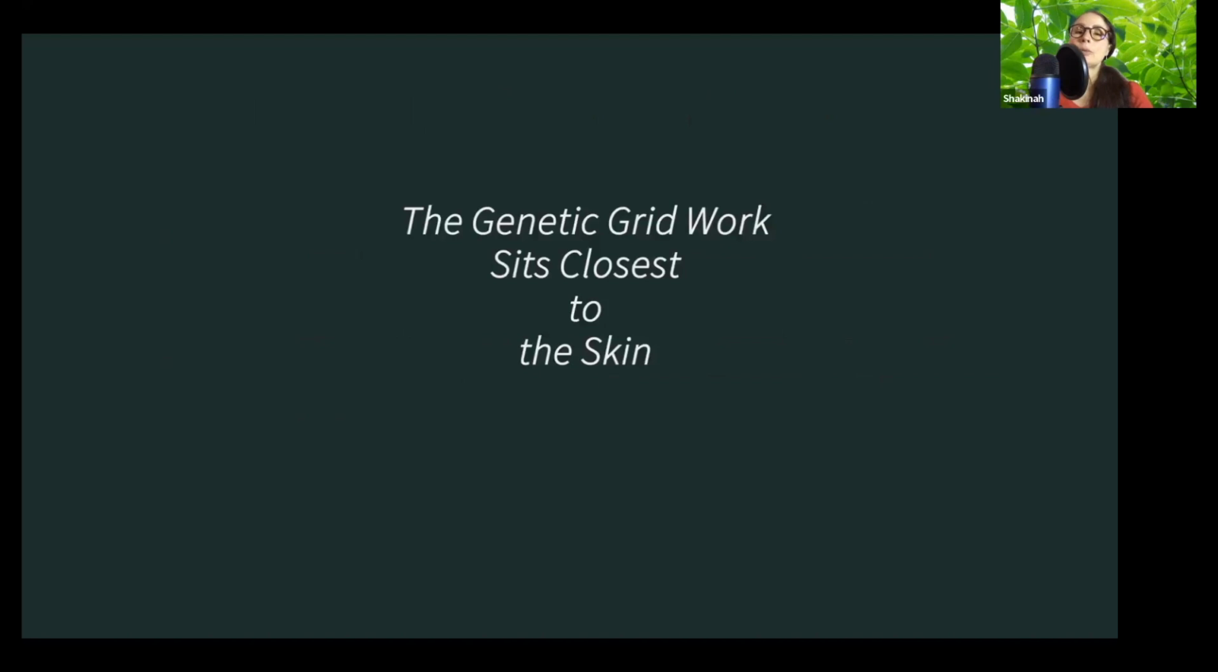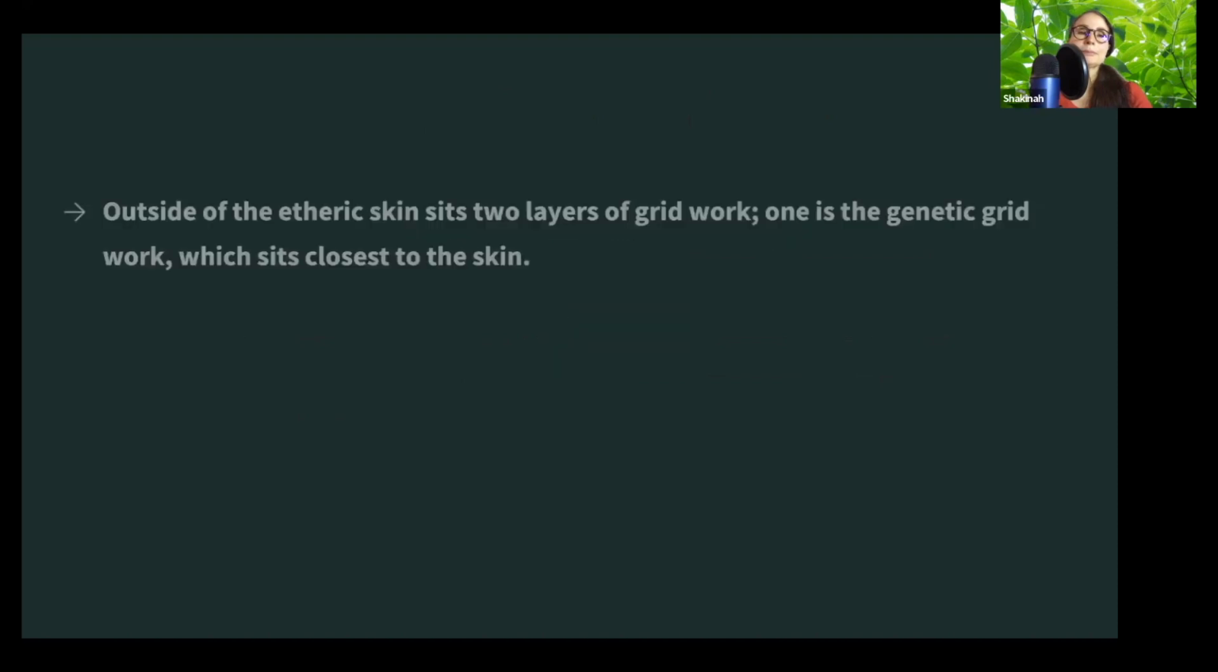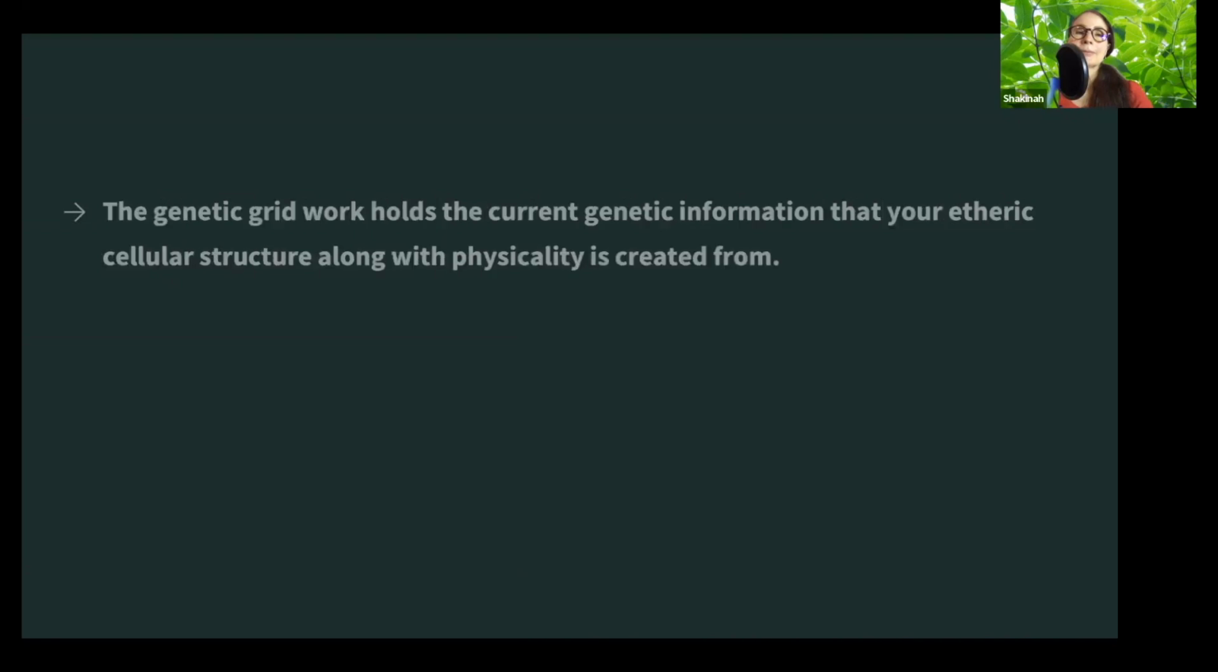The genetic grid work sits closest to the skin, as we saw in the previous image. Outside of the etheric skin sits 2 layers of grid work. One is the genetic grid work, which sits closest to the skin. The genetic grid work holds the current genetic information that your etheric cellular structure, along with physicality, is created from.